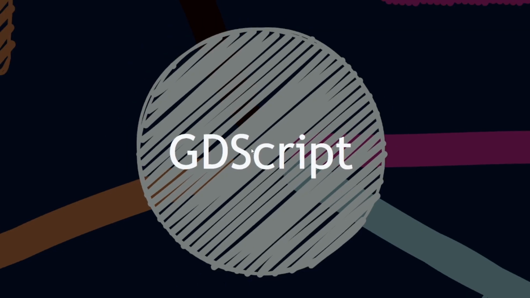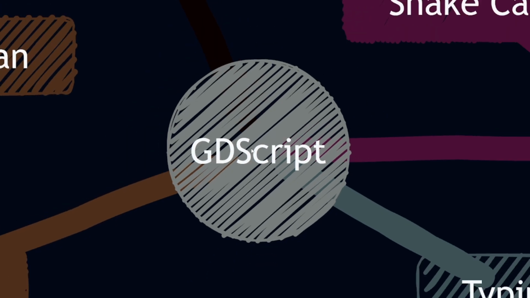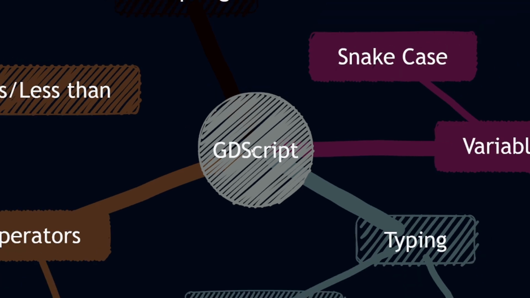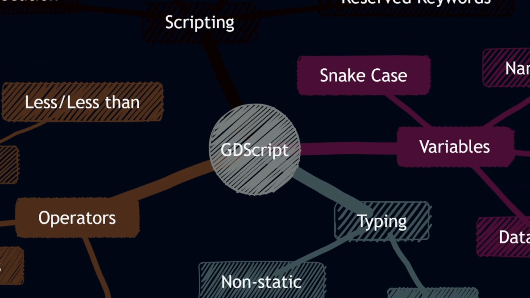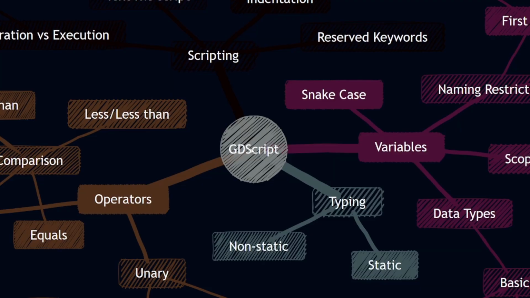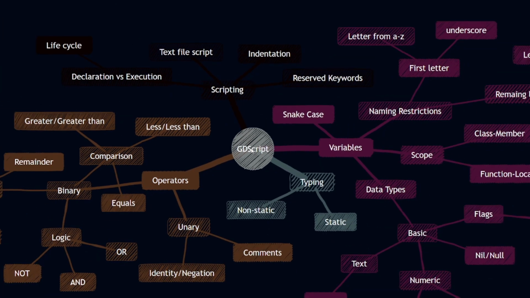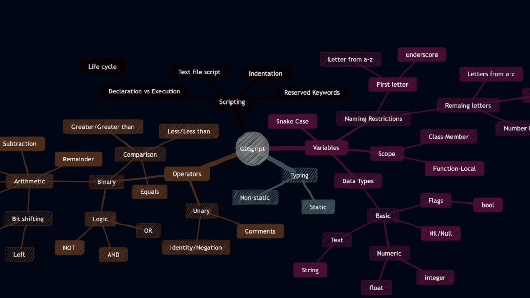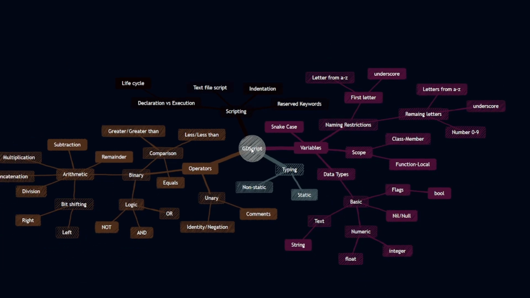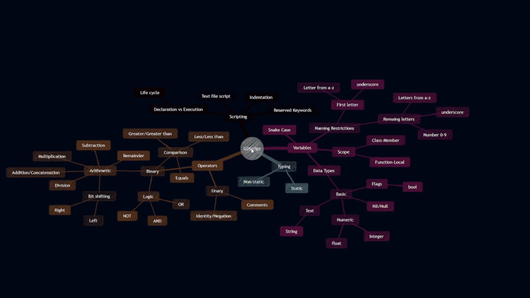So to recap, GDScript. We covered what a script is using reserved keywords, indentations, and the concept of execution versus declaration. The difference between non-static typing and static typing, variables, their basic data types, naming restrictions, and scope, operators, unary and arithmetics. We are missing logic operators, but for now, I think it's okay.